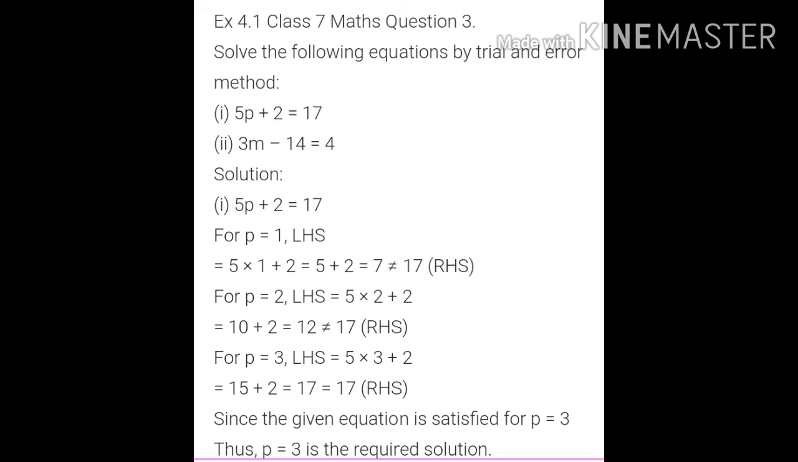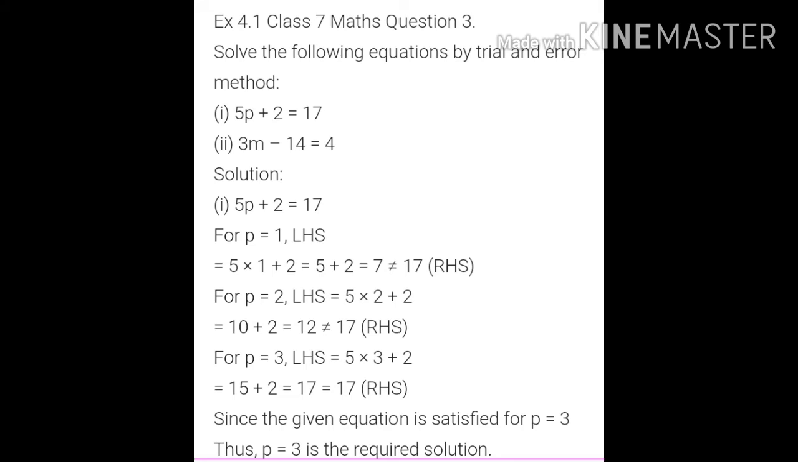5 into 1 plus 2 is equal to 5 plus 2 is equal to 7. So it is not equal to 17. Now as it does not satisfy for 1, let us place the value of 2. So 5 into 2 is 10, plus 2 means 12. 12 is again not equal to 17.